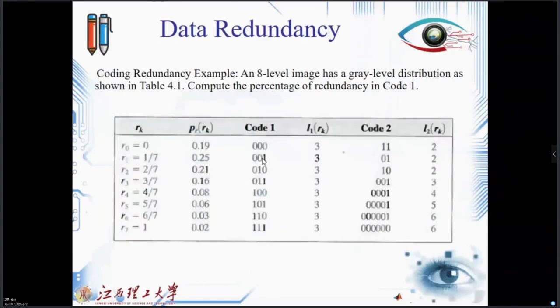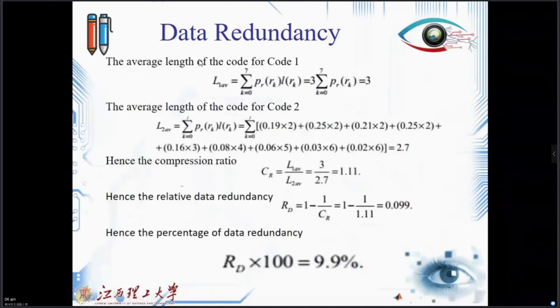Let us see the coding redundancy example. Suppose for an 8-level image, which has the gray level distribution as shown in this table, we want to compute the percentage of redundancy in code 1. You see that the average length for code 1 has the value for lk as 3, so it becomes 3 multiplied by the accumulation of pr(rk), which is equal to 3.